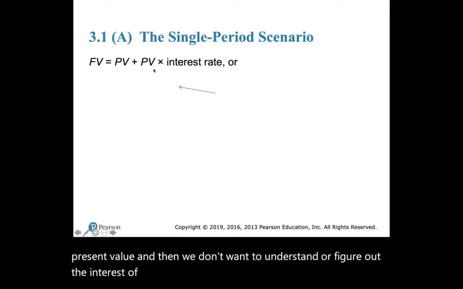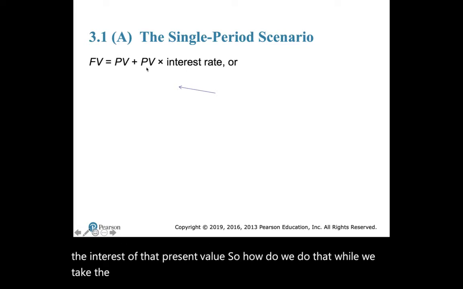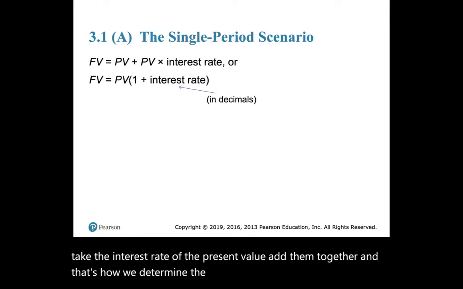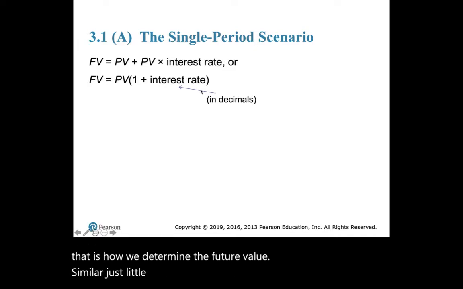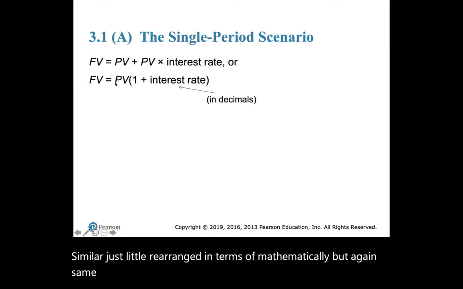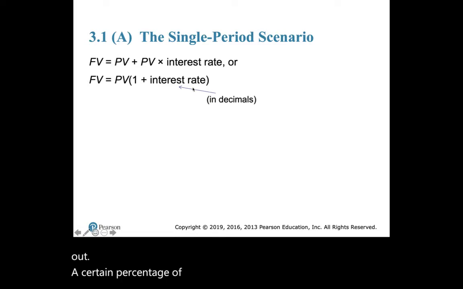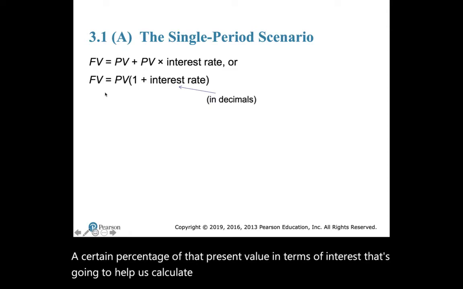So how do we do that? Well, we take the interest on the present value, add them together, and that is how we determine the future value. It's similar, just a little rearranged mathematically, but again, the same idea. We have our present value, and then we want to figure out a certain percentage of that present value in terms of interest. That's going to help us calculate the future value.